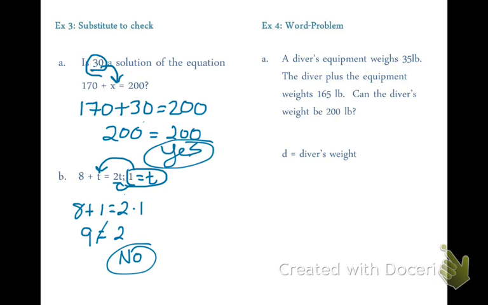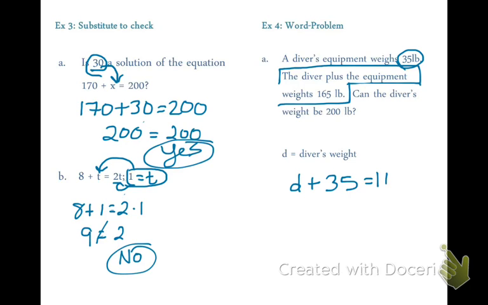We're going to write our own equation this time. Okay, so before the question, you want to look at the sentence they talk about. A diver's equipment weighs 35 pounds. So, this next sentence is the diver, so I made D my diver, D, plus the equipment, which is 35 pounds, weighs 165.